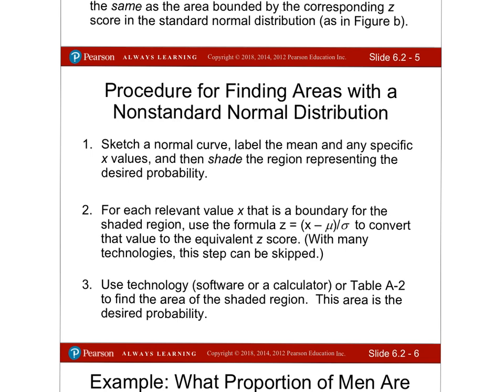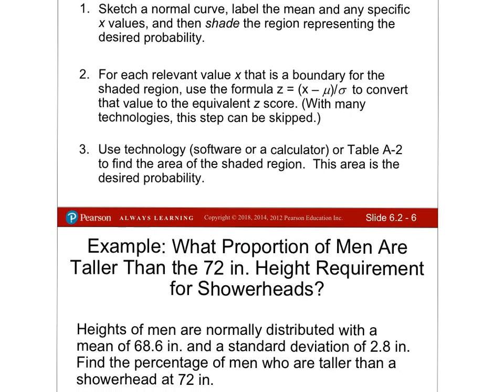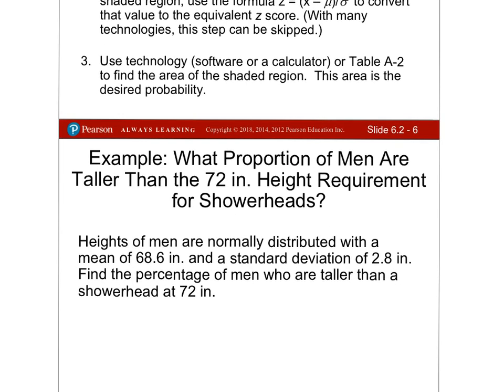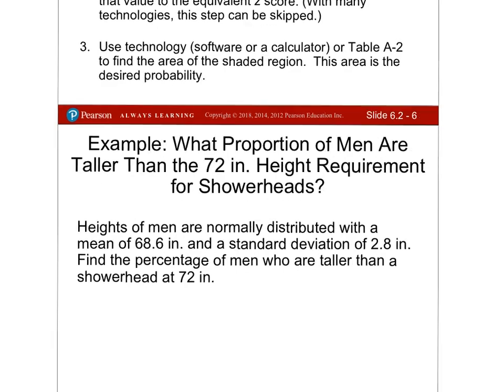And then it says for each relevant value that is a boundary, convert it to its z-score, its standard equivalent z-score. We've done that, and you'll see that in some examples here. And then we use the technology, either software, calculator, or table, to find the area. So let's look at an example.